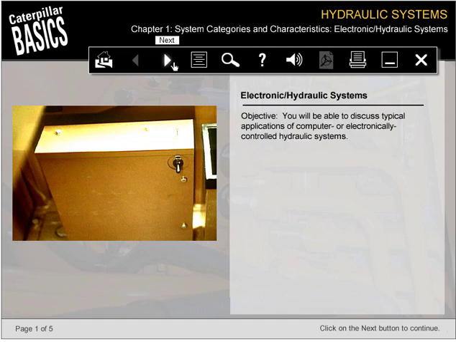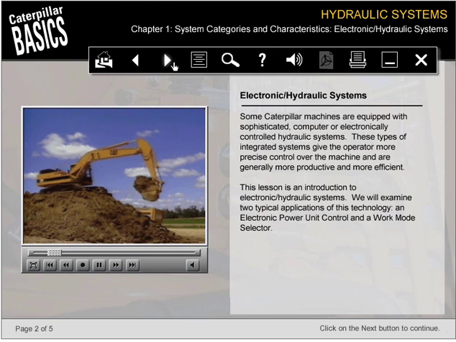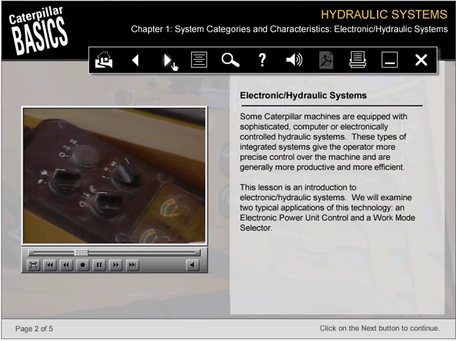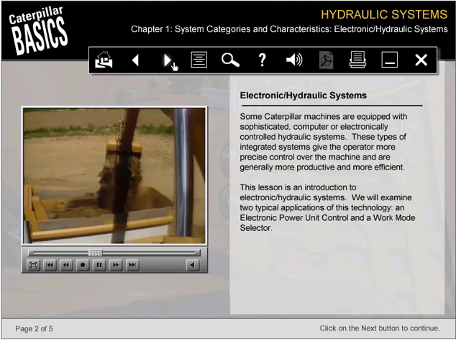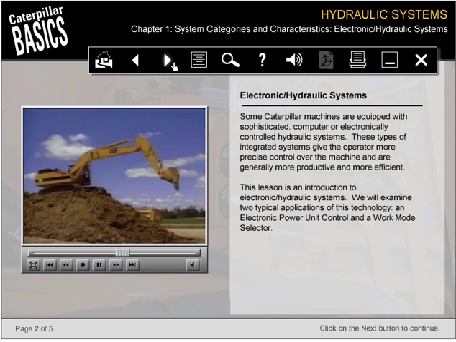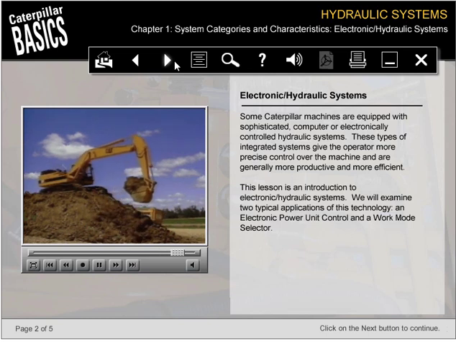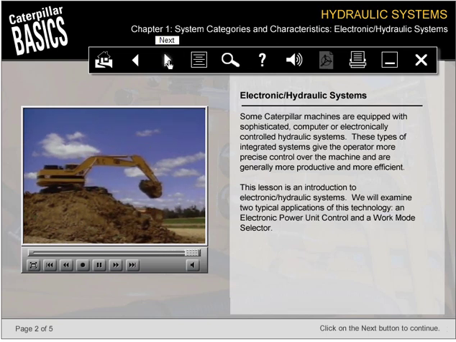Objective: you'll be able to discuss typical applications of computer or electronically controlled hydraulic systems. Some Caterpillar machines are equipped with sophisticated computer or electronically controlled hydraulic systems. These types of integrated systems give the operator more precise control over the machine and are generally more productive and more efficient. This topic is an introduction to electronic hydraulic systems. We will examine two typical applications of this technology: an electronic power unit control and a work mode selector.